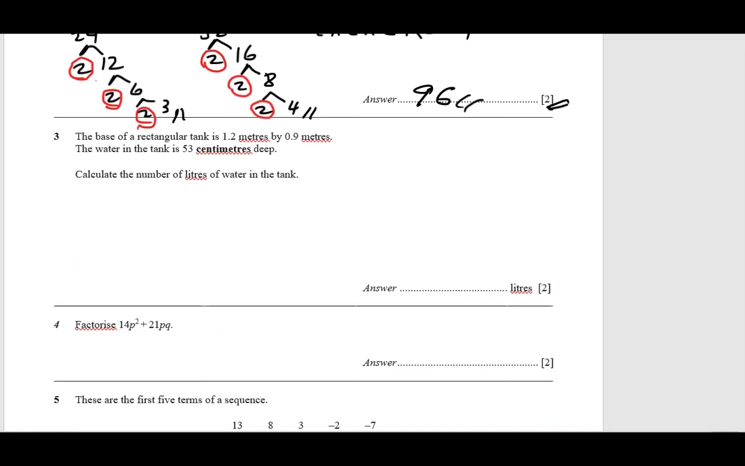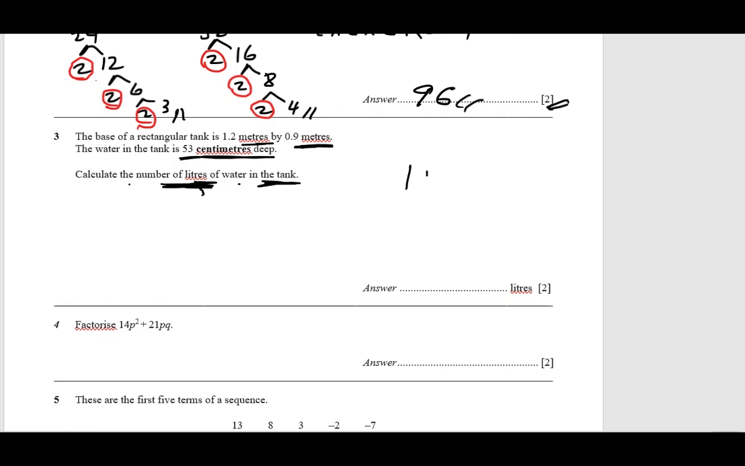The third question: the base of a rectangular tank is 1.2 meters, taking into consideration the unit, multiplied by 0.9 meter, and the water in the tank is 53 centimeter deep. So the height of the water inside the tank is 53 centimeter. Calculate the number of liters. This is another unit: meter, meter, centimeter, and he wants your answer in liters of water in the tank. So he needs the volume of the water in the tank using liters.